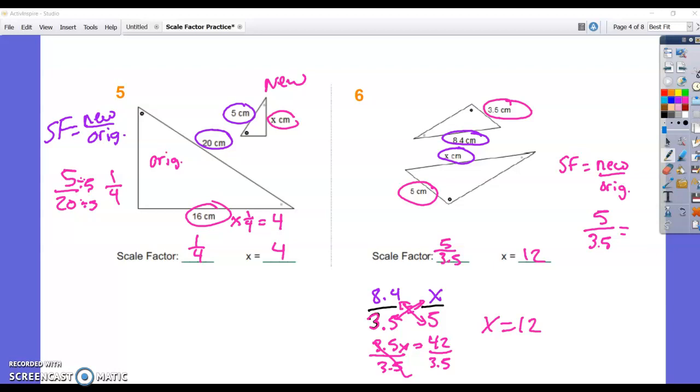Okay, and then on number 6, the scale factor was 5 over 3.5. Those were the corresponding measures. So new divided by the old.